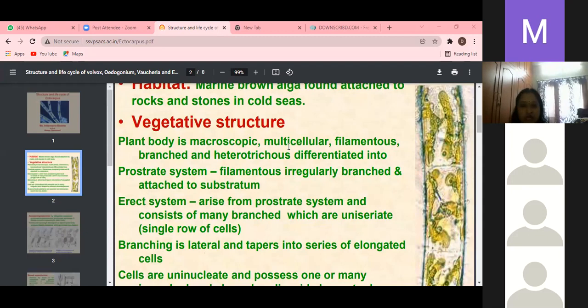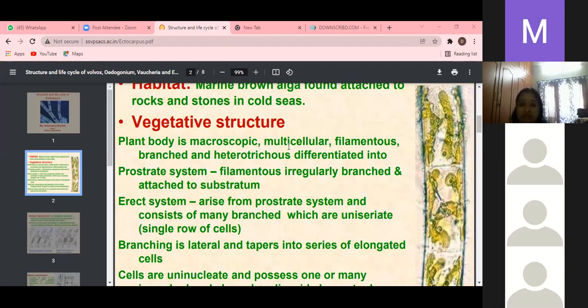In Volvox, what type of thallus is there? Volvox is a colonial coenobium. In Oedogonium the thallus is unbranched, filamentous, multicellular. That is the Oedogonium thallus. What is the Chara thallus? Chara is a very well developed macroscopic alga. Yes or no, girls? Here nodes, internodes and rhizoids are present.